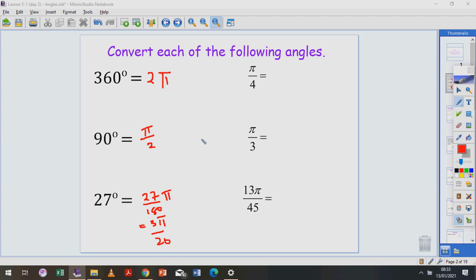Okay, so what did you guys get for pi over 4? What's the answer to that? 45 degrees. And this one is 60 degrees. And this one 52 degrees. How? Multiply by 180 divided by pi. The pi cancels out. 45, that's once. By 45, that's 4 times. 4 times 13 is 52.